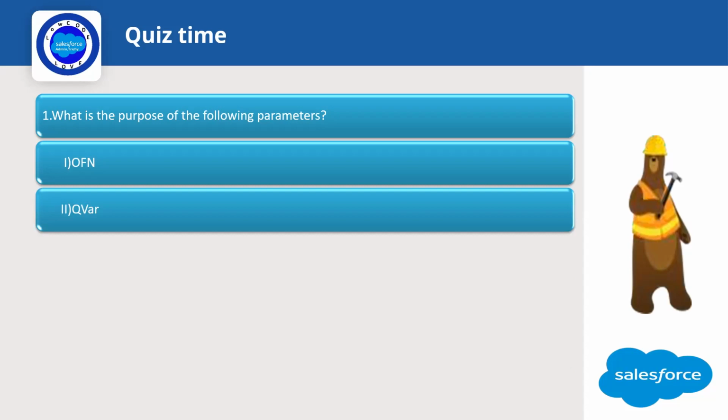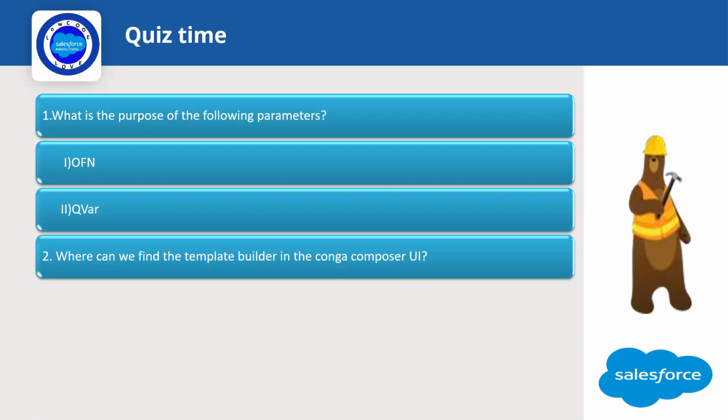It's a variable name. Yes, it's a query string variable. So used to assign the ID, right? Yeah, used to store your value. Good job. The next question is, where can we find the template builder in the Conga Composer UI?